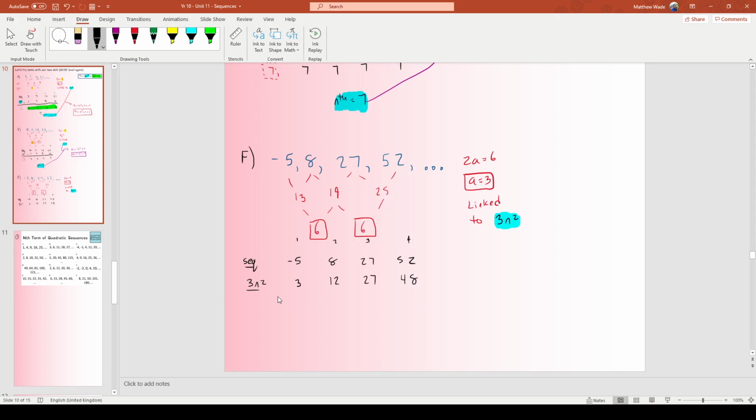Okay, the next step is to do a big old subtraction of the two. Minus 5 minus 3 is minus 8. 8 minus 12 is minus 4. 27 take away 27 is 0. And 52 take away 48 is positive 4. So there you have it. This is a bit of a tricky sequence, but it is working, so that's brilliant.